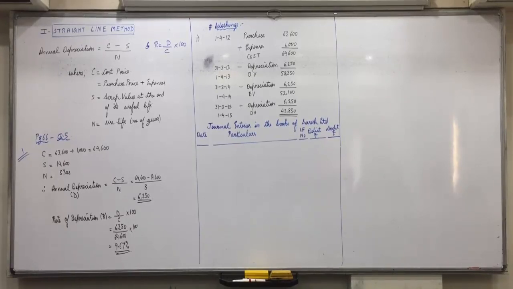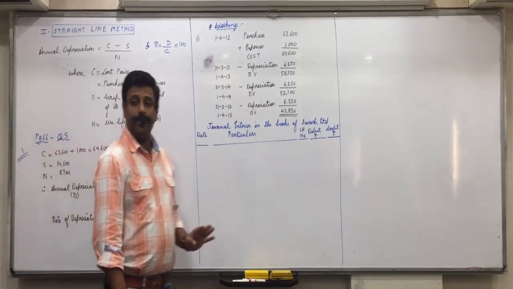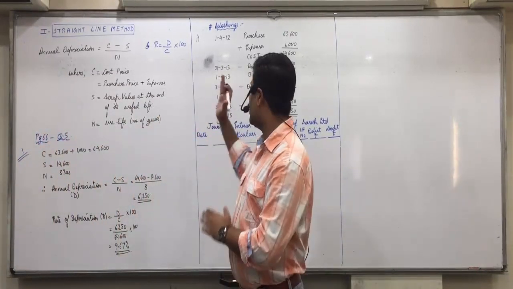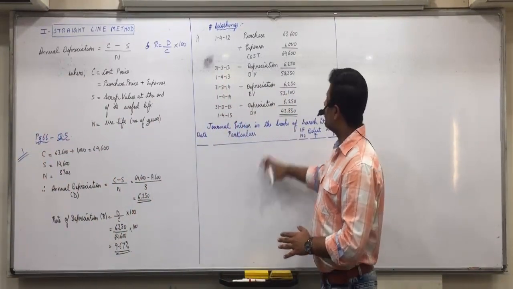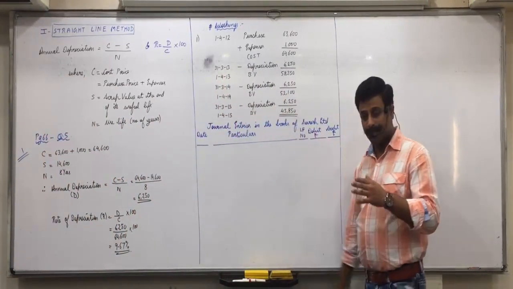Now the question is not required. All the entries, ledger account, everything we have to do from the workings only. The question itself we have brought down into the workings. Now every account needs to be done from these workings.